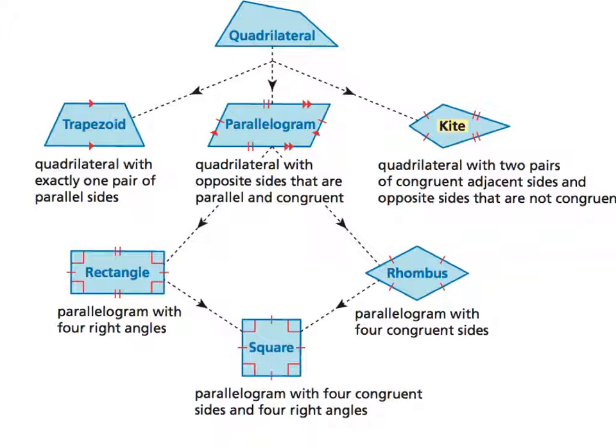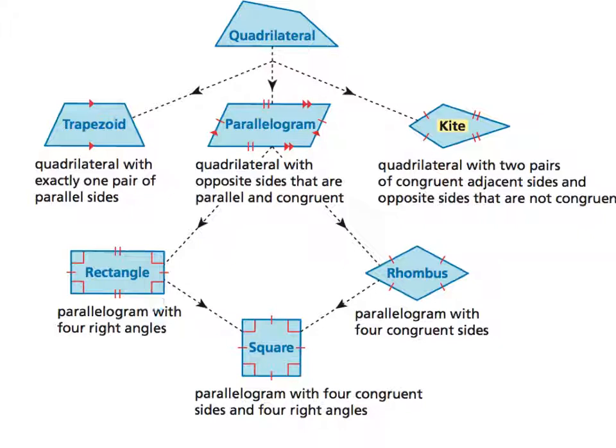So a quadrilateral breaks off into three separate things. We can have a trapezoid, we could have a parallelogram, or we could have a kite. Now a trapezoid is a quadrilateral that only has one pair of parallel sides. A parallelogram is a quadrilateral where opposite sides are parallel or congruent. A kite is a quadrilateral with two pairs of congruent adjacent sides. That means the two sides next to each other are congruent, and opposite sides that are not congruent.